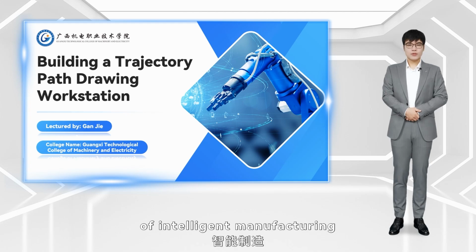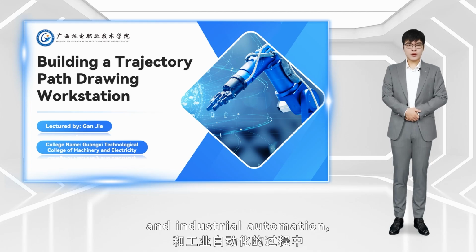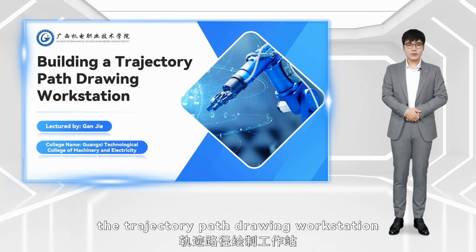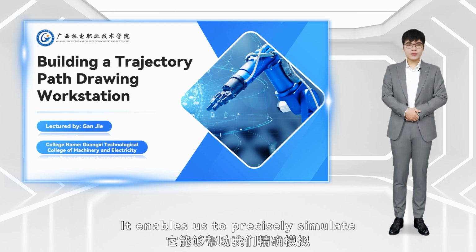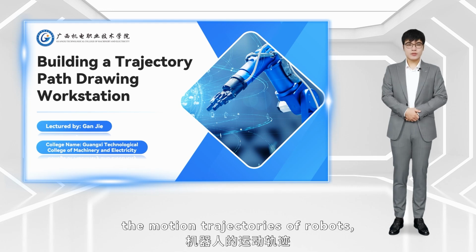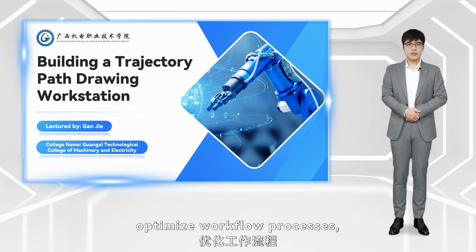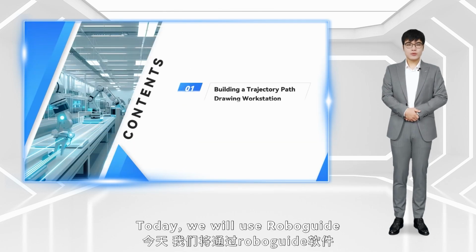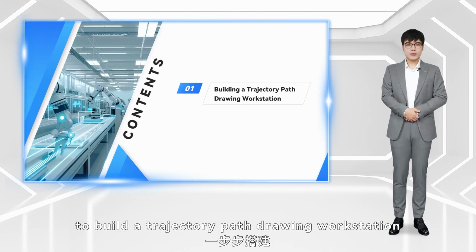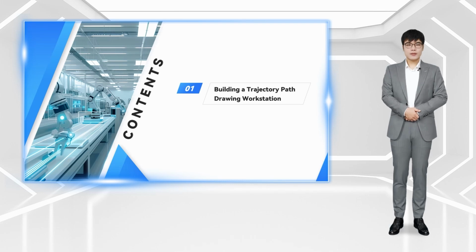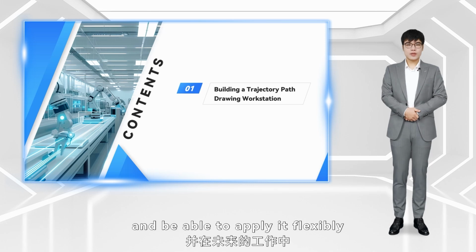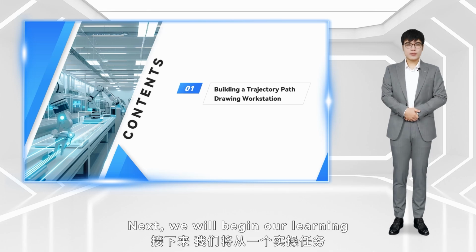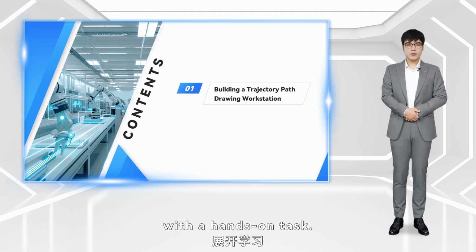As we delve into the realms of intelligent manufacturing and industrial automation, the trajectory path drawing workstation serves as a quintessential application case. It enables us to precisely simulate the motion trajectories of robots, optimize workflow processes, and enhance production efficiency. Today, we will use RoboGuide to build a trajectory path drawing workstation step by step. I hope that through today's lesson, you will master this skill and be able to apply it flexibly in your future work. Next, we will begin our learning with a hands-on task.